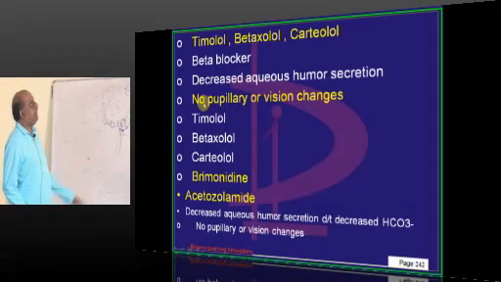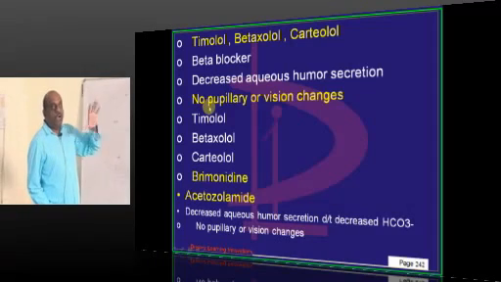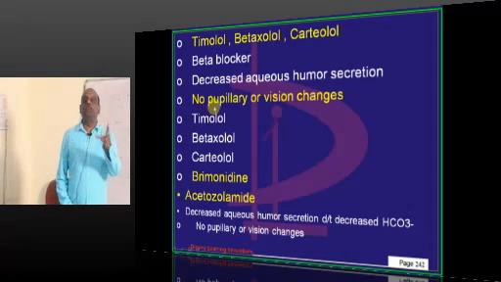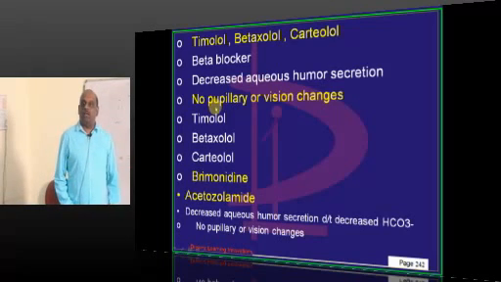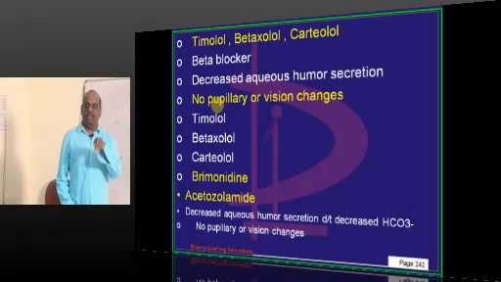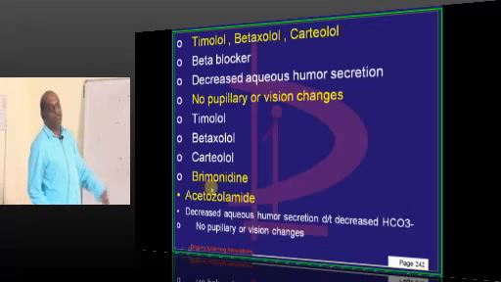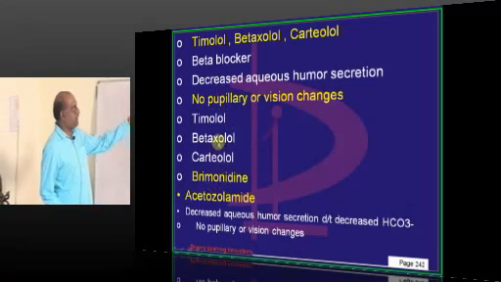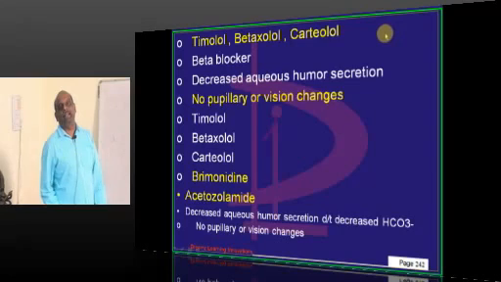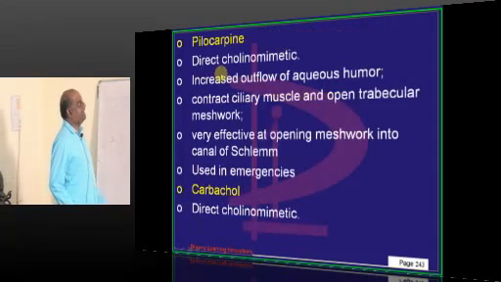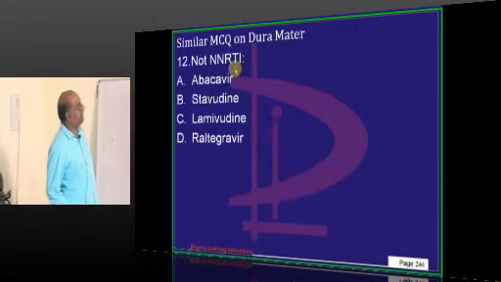But if you take what drugs will not affect pupil? Why is it important in glaucoma management? If it is a closed angle glaucoma, we don't want mydriasis because that will worsen the outflow. So preferably we want a drug which is not affecting the pupil. Timolol, betaxolol, carteolol are the classical examples of the drugs which will have no effect on the pupillary dilatation, is what you need to basically remember. So I leave the literature for you to review.